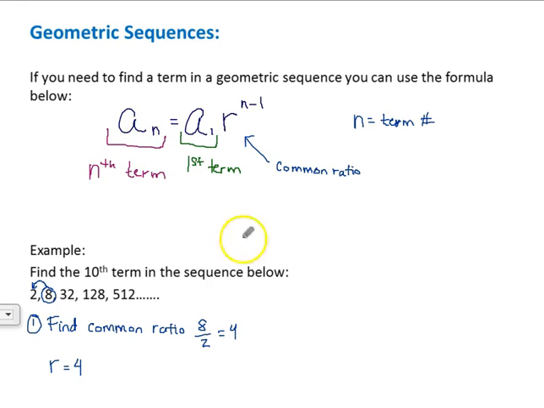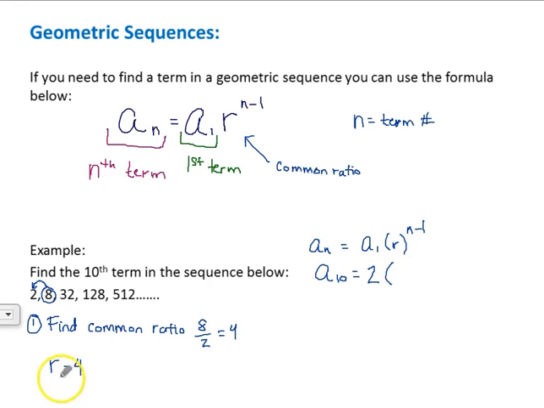I want to find the 10th term, so let's start plugging into this formula. Instead of putting n, I want to find the 10th term, so I'm going to say a sub 10, which represents that I'm finding the 10th term, is equal to, what's our a1? That's the first term in our sequence, which is 2. So I'm going to plug in 2, and then multiply it times r. Let me go ahead and put up the original formula here so I can see what I'm substituting in.